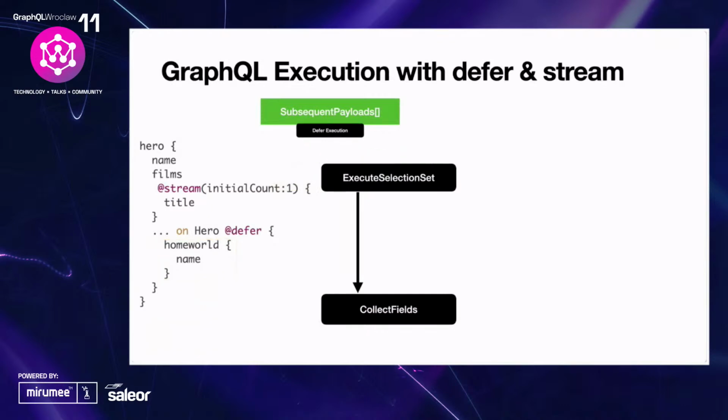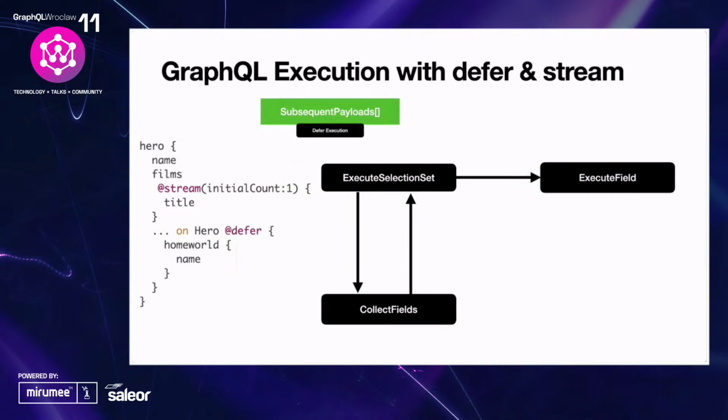So what we've done is we've effectively forked execution at the point of this fragment, and we're now simultaneously executing our main set of fields and the deferred fields. So then collect fields is going to return the list of fields back to execute selection set, but this does not include any of the fields on the deferred fragment because those are being executed separately. And then execute selection set will invoke execute field for each field, resolve the fields, pass off the results to complete value. But complete value is now looking for the stream directive on any list fields there.